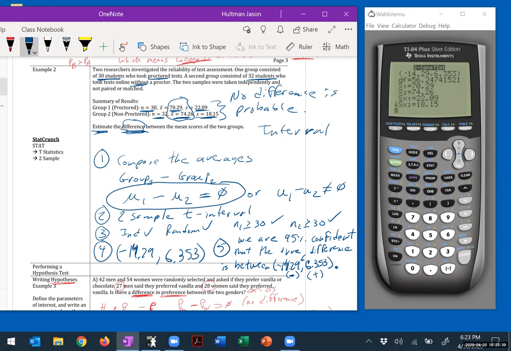It really didn't make a difference on whether or not group 1 was babysat or group 2 was not. There really wasn't a significant difference in the averages of the test scores. Okay, and we only know that because 0 was a part of our interval.